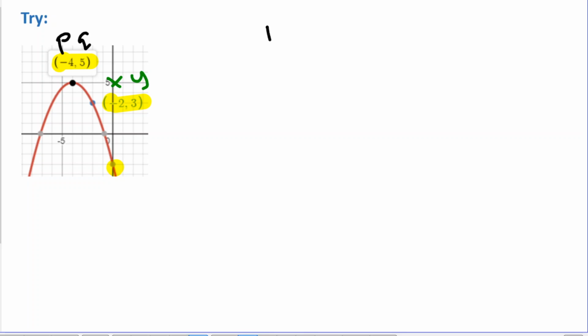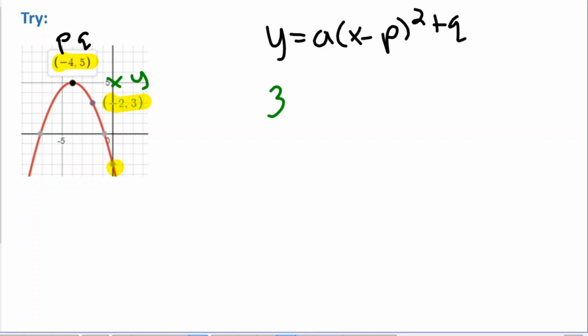So I go to my general equation, y equals a(x minus p) squared plus q, and I start to plug in these things. So y is 3. I don't know A because that's what I'm trying to find, right? That's the tricky part. A is not a point on a graph. It's telling us how our graph has been manipulated. Is it up or down? Is it stretched or not, right? So A is not a point. That's why we have to find it in this way.